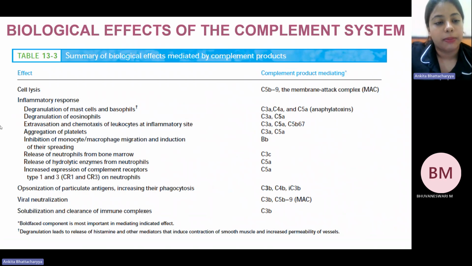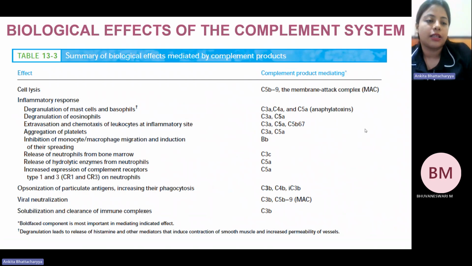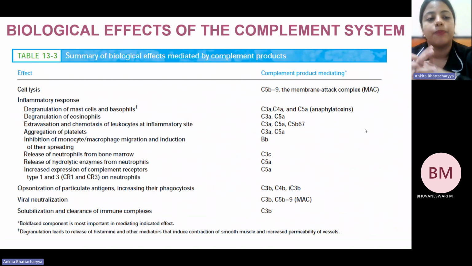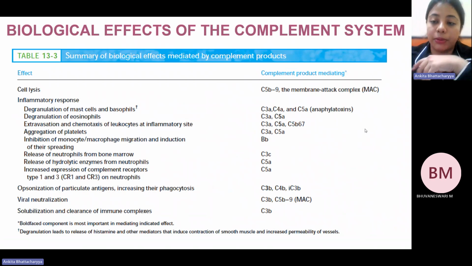Finally, if we talk about the biological effects of the complement system, obviously we have talked about opsonization and lysis being the effect, but if we have to segregate and explain what exactly it is doing, that can be summarized from this table. So obviously the first effect is that you have cell lysis, and the complement product which mediates the same is the MAC.